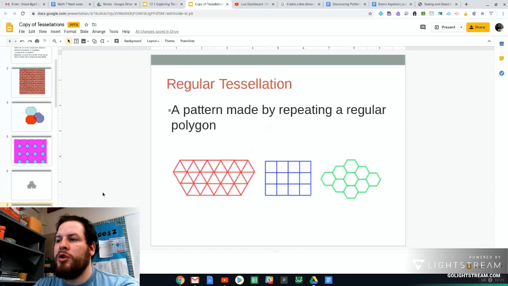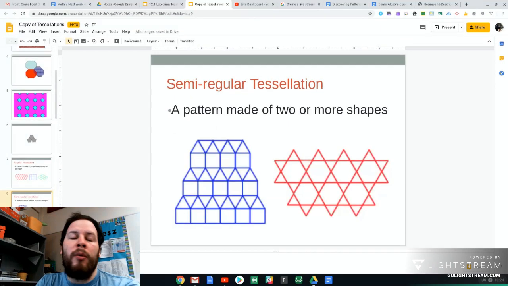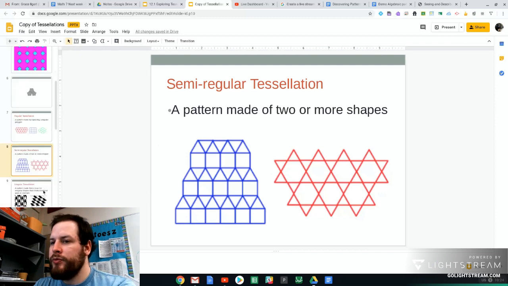The first one is a regular tessellation, which means there's one regular polygon that tessellates the plane. Regular polygon just means all the sides are equal, right? All the sides of this triangle, square, and hexagon are all equal, and then they're going to tessellate the plane. So there we go, we got a regular tessellation. Semi-regular is when we have a pattern of two or more shapes put together. So here we have squares and triangles, and hexagons and triangles, and they're going to tessellate the plane. And we call that a semi-regular tessellation.